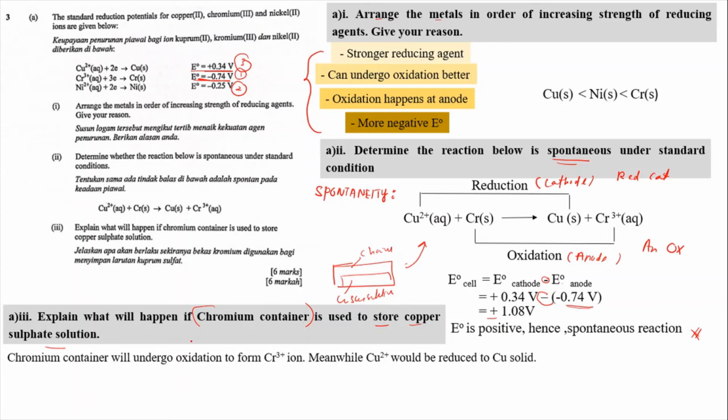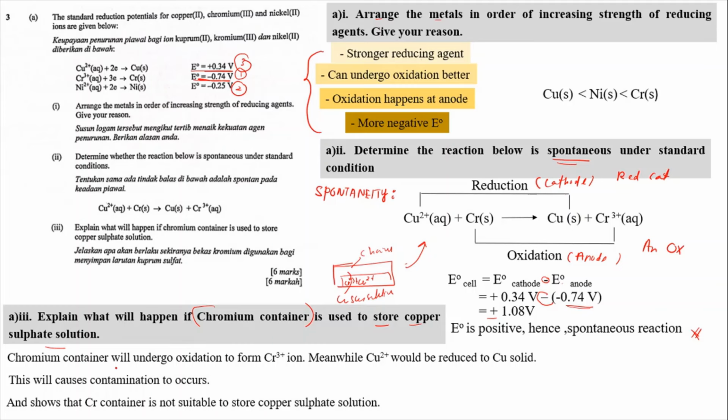Because of this reaction, it is going to cause contamination. It means there is a change of ions. It should only contain copper 2+, but the chromium has entered the solution as chromium 3+. So there is contamination, meaning there is a reaction that should not happen. This shows that the chromium container is not suitable to store the copper sulfate solution. Okay, so that's all for question 3A3.